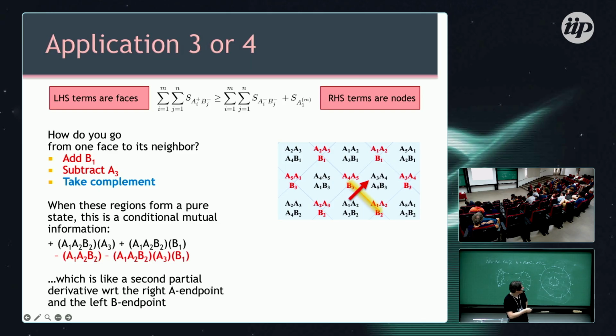And if I go back to this statement and I say, how do I go from one phase to a neighboring phase? The way I do it is that I add something on the B side, I subtract something from the A side, and I take the complement, yes? So let's take an example. It's going to take like 2 minutes for me to go through this, so I think this is okay to talk about.